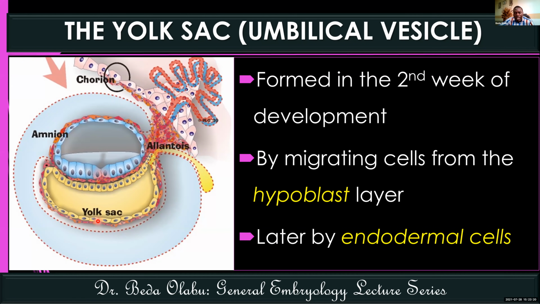Well, when this reaches the third week, remember we mentioned that the hypoblast become replaced by endoderm. So it means later on then that the yolk sac will then be lined by endoderm and not hypoblast, because endoderm replaces hypoblast during gastrulation. So that's how yolk sac is formed.